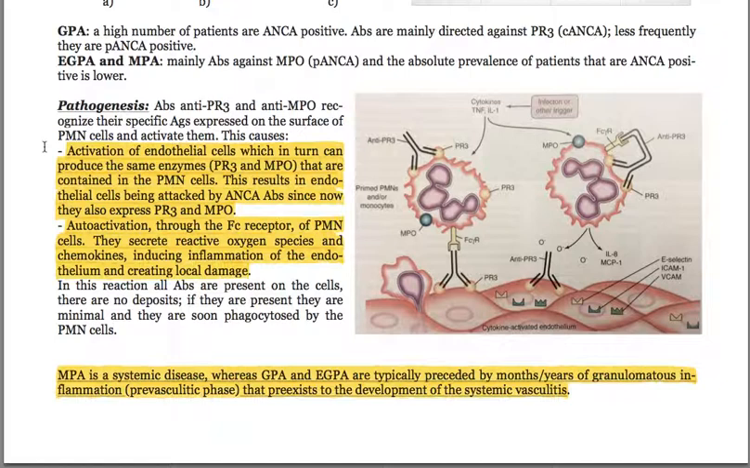They secrete reactive oxygen species and chemokines, inducing inflammation of the endothelium and creating local damage. In this reaction, autoantibodies are present on the cells. There are no deposits. If they are present, they are minimal and they are soon phagocytosed by the polymorphonuclear cells.